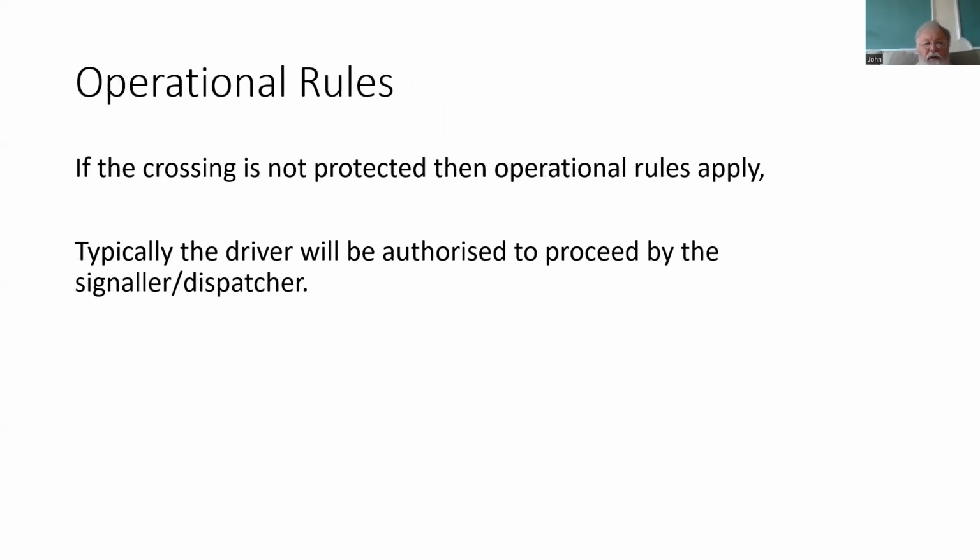So what happens if the level crossing is not protected? Well, here operational rules have to apply. In some instances, it could be because the crossing has failed. In other cases, it could be because the crossing allows road traffic to pass over it without gates or barriers. A number of different scenarios in each different country. However, typically the driver will be authorised to proceed by the signaller and dispatcher.